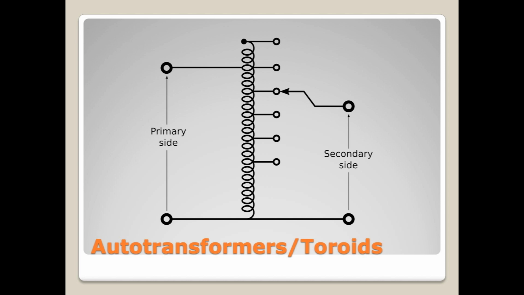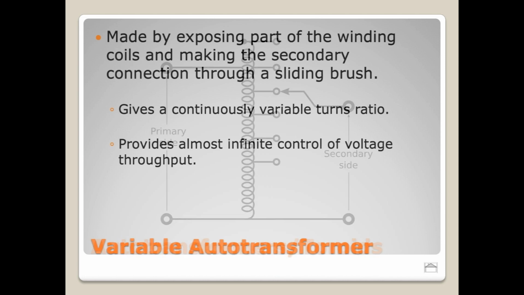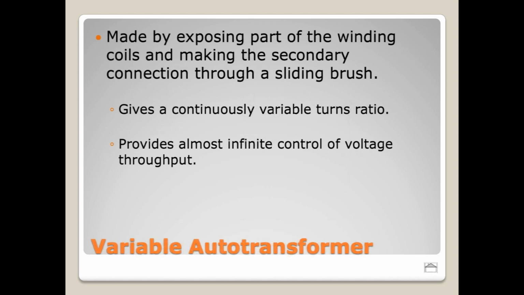Again, they don't often quite look like this, and they wouldn't be labeled as the primary and secondary. But again, typically the transformer is going to be laid out that way. Right on the left-hand side, we would call that the primary. On the right-hand side, we'd call it the secondary. There is one other variation of the autotransformer, and that is the variable autotransformer. This is made by exposing part of the winding coils and making the secondary connection through a sliding brush.